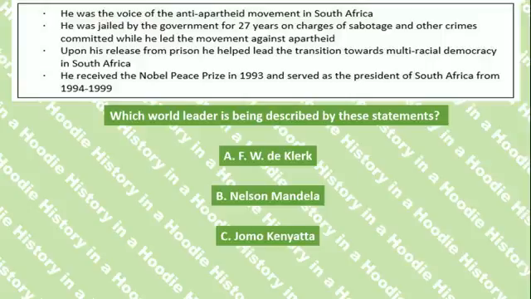He was the voice of the anti-apartheid movement in South Africa. He was jailed by the government for 27 years on charges of sabotage and other crimes committed while he led the movement against apartheid. Upon his release from prison, he helped lead the transition toward multiracial democracy in South Africa. He received the Nobel Peace Prize in 1993 and served as the President of South Africa from 1994 to 1999. Which world leader is being described by these statements?